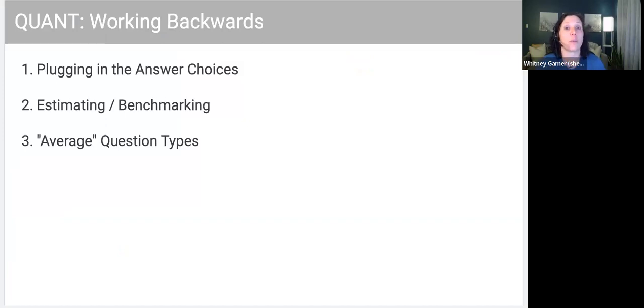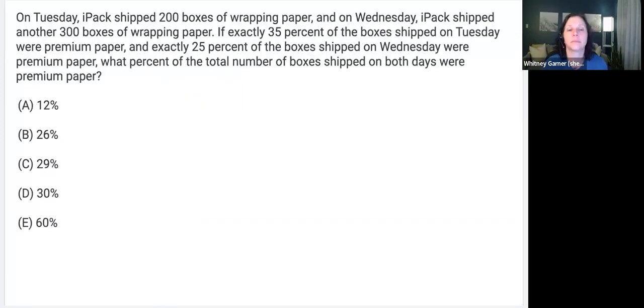But they also work really well on weighted averages. I also did a lesson this year on weighted averages, so go check that out. I show how to estimate and how to benchmark. So we're going to do one of each of those really quickly so you can see how they work. An example would be the following question. Give this one a shot.